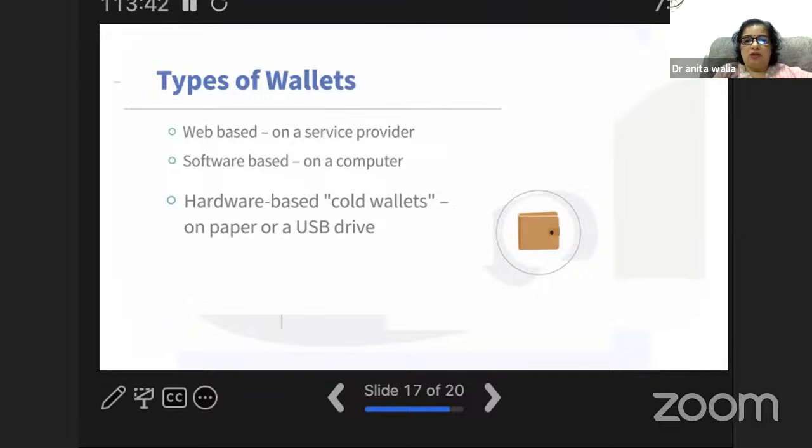Now the other one which is commonly used is a browser-based or software-based on-computer wallet, where you run software on your device and manage your account and password yourself. So this is more secure. You avoid any government control and sanction on it. The device becomes very secure because it is under your responsibility.